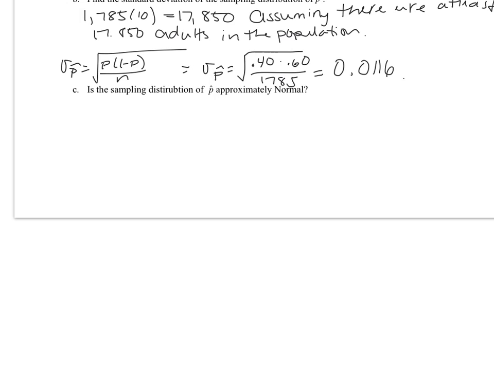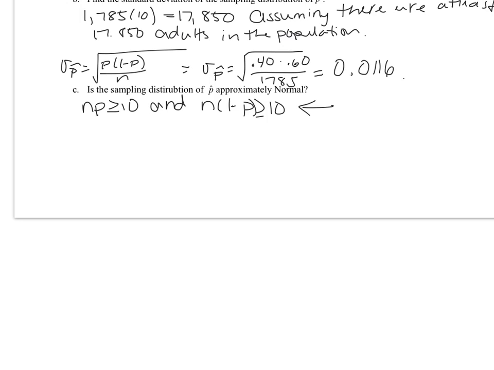Is the sampling distribution, a little typo, of p hat approximately normal? So it didn't say it was normal, so we have to go ahead and check. We have to do n times p is greater than or equal to 10, and n times 1 minus p is greater than or equal to 10. So again, you have to write this out. You cannot skip this part. And then we also have to plug in the numbers.